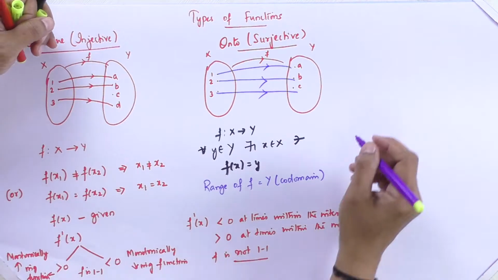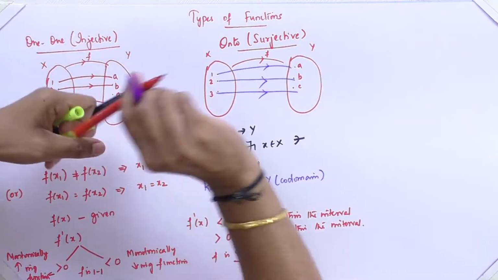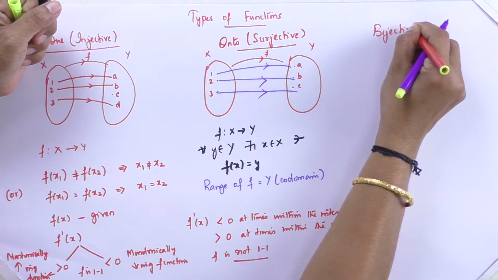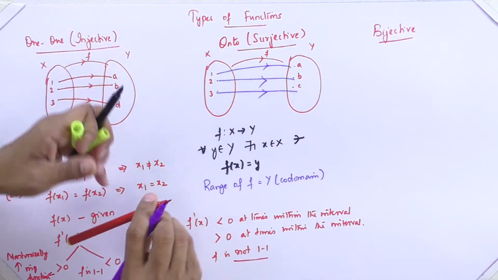And next is bijective. So when do we say that the function is bijective?